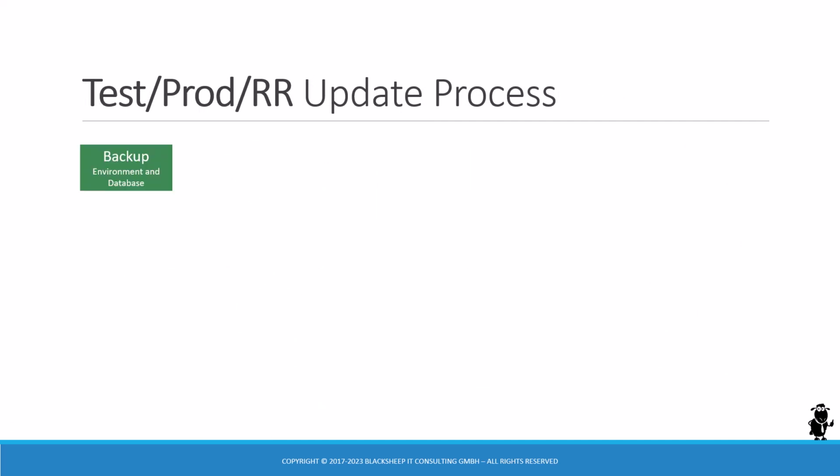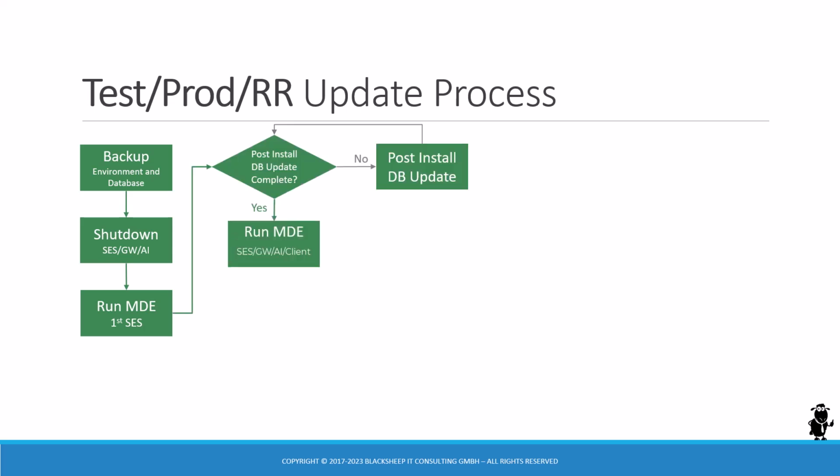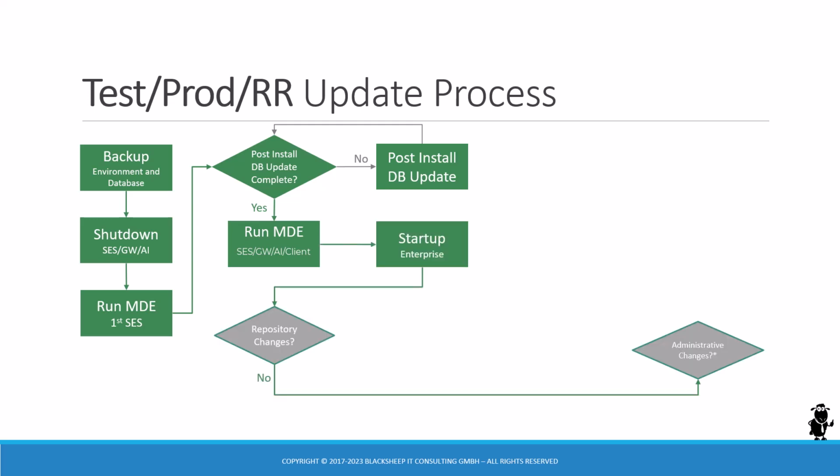Now let's take a look at test or production or RR environments. We start with a backup, shut down the software, run the modular deployment engine in update mode on the first Siebel server to get that post-install database update out of the way, and then we update any other instances of Siebel CRM that you have in that environment. Start up the environment. If there have been no repository changes, and no administrative changes to do, we are done.